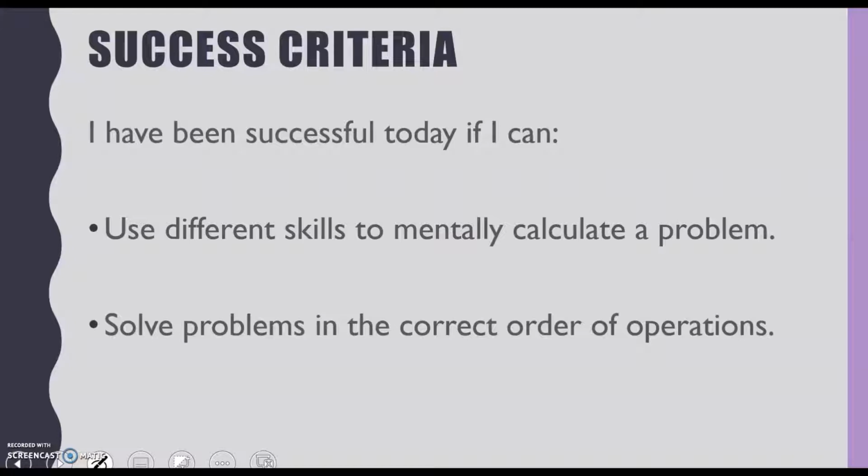Your success criteria today. You have been successful if you can use different skills to mentally calculate a problem, or if you can solve problems in the correct order of the operations.